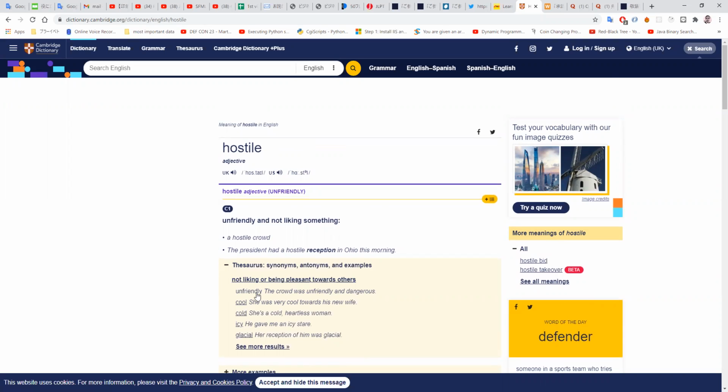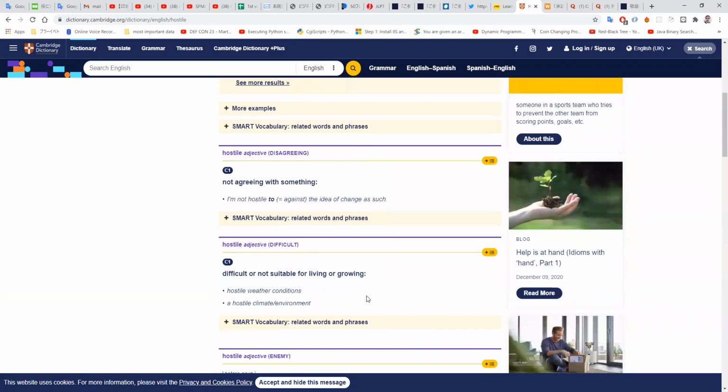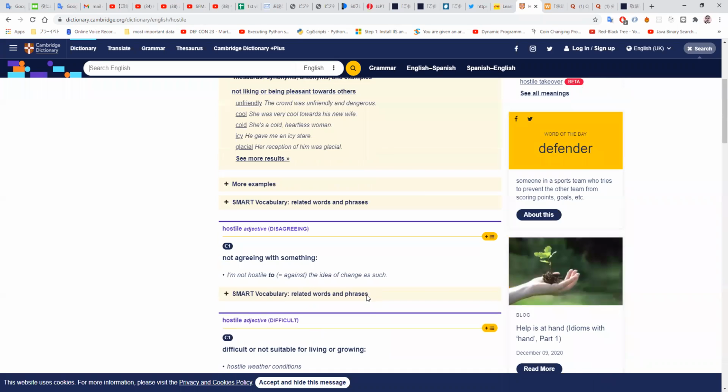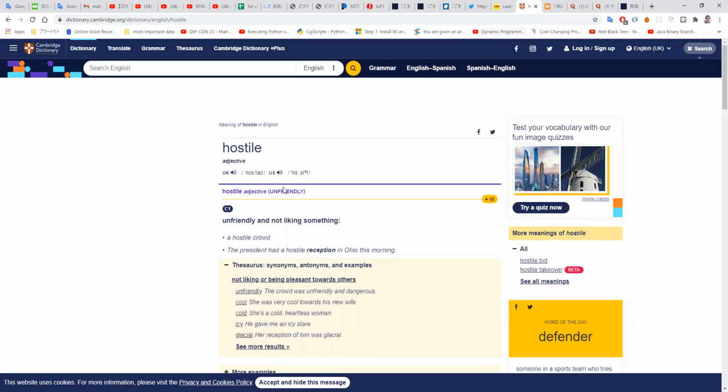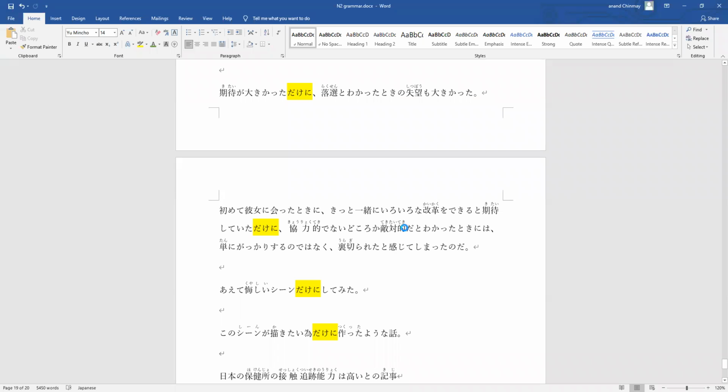Unfriendly, cool, cold eyes. So somehow you can get the meaning of hostile in that context. In this particular sentence, I was the only one who was thinking all this, eagerly having feelings towards that person. When I got to know that I was the only one feeling all this, that's why I got hurt.